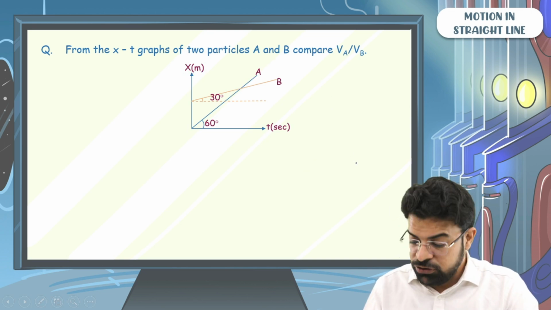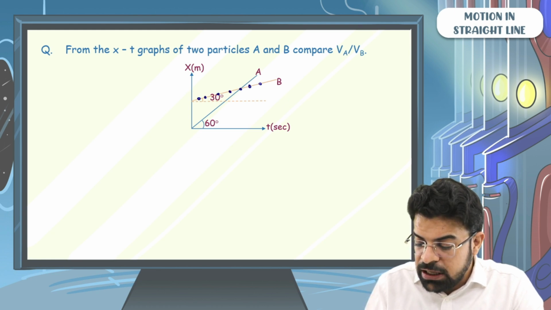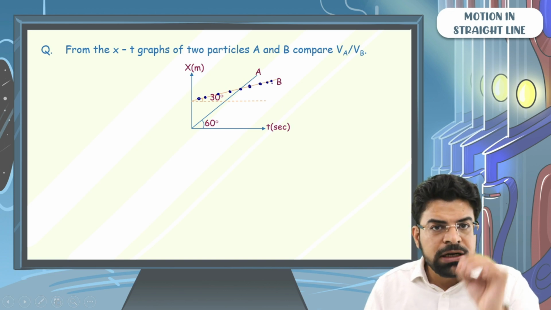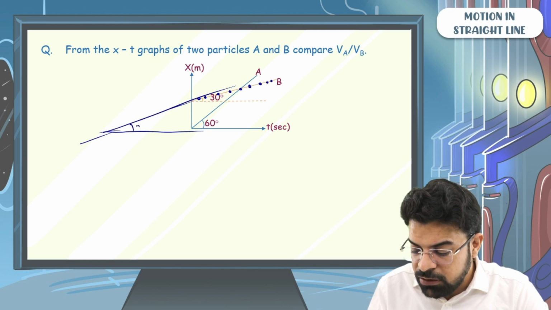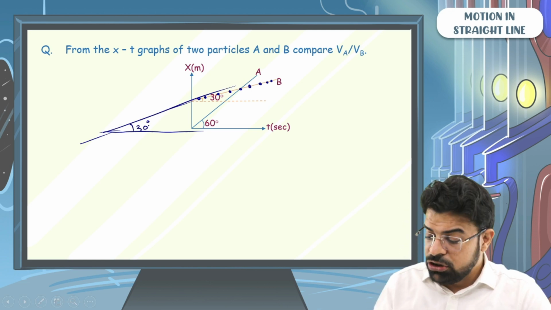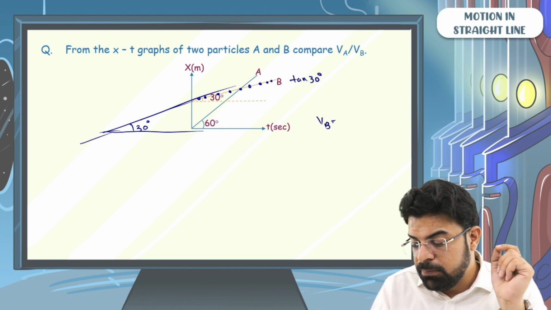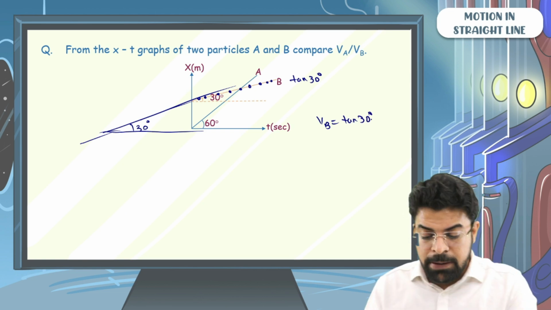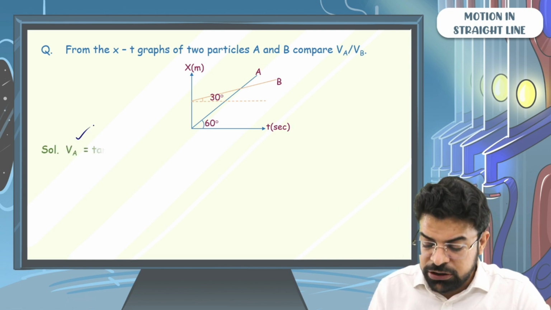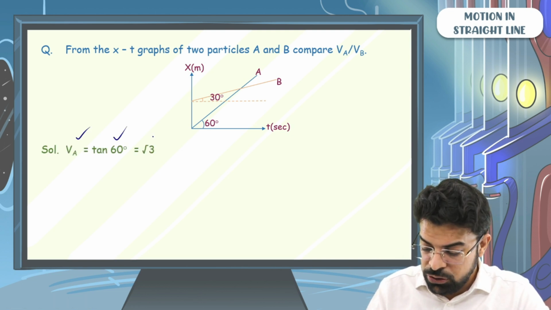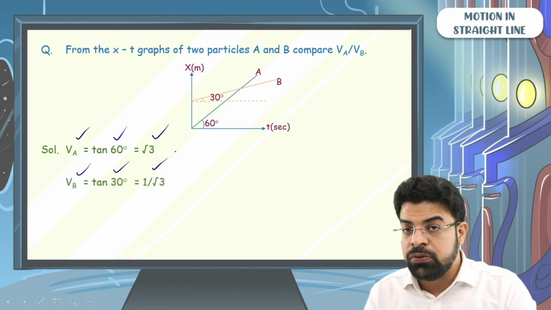Now, what has to be the velocity of B? To find the velocity of B, draw a tangent at any point on the xt graph of B. When you draw the tangent at any point, you will get the same line, and this line will make an angle of 30 degrees with the time axis. So the slope of graph B is nothing but tan 30. So the velocity of particle B has to be equal to tan 30. Remember that the slope of the position time graph gives us the velocity. So the velocity of A equals tan 60 equals root 3 meter per second. The velocity of B equals tan 30 equals 1 by root 3 meter per second.